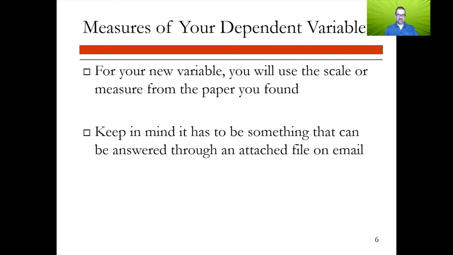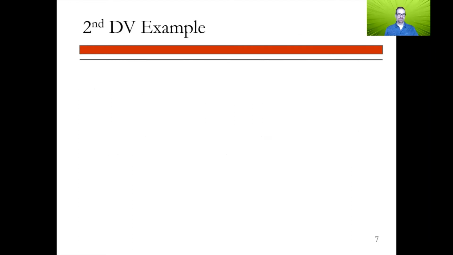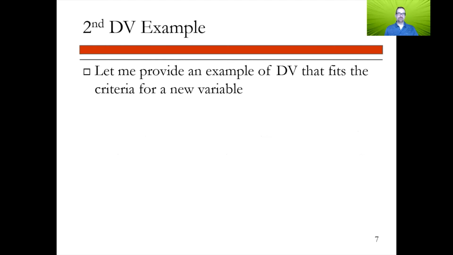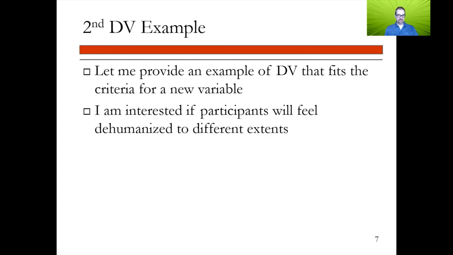To help out a little bit, let me give you an example of a second DV. In my example, I'm going to look at a DV that I'm interested in that fits the criteria for a new variable. The DV I'm interested in looking at is how dehumanized individuals feel after they've gone through a social experience.